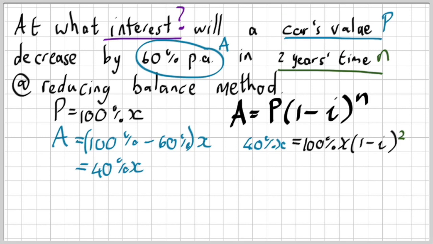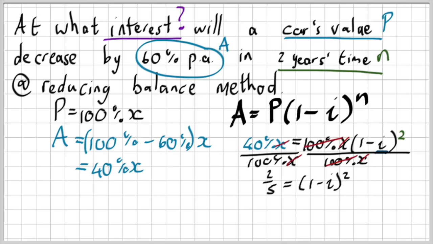Remember, our end goal is trying to get I alone. So I must first of all get the bracket alone. So I'm going to divide both sides by 100% of X, which is lovely because there's a whole bunch of dividing away that happens. And it ends up then at 2 over 5 being (1 minus I) squared. To get into that, I want to get rid of the power. So that power of 2, I'm going to take a square root on both sides. And that leaves me with 1 minus I.